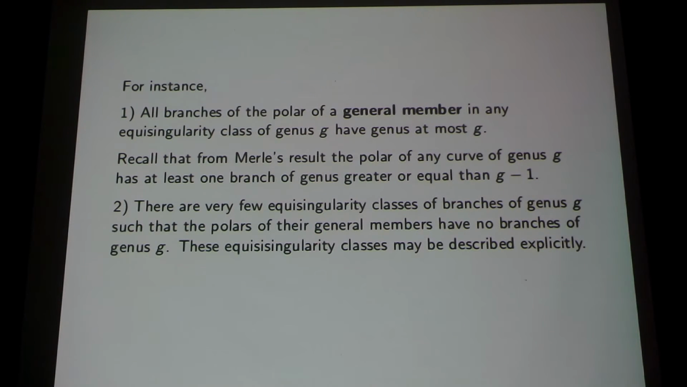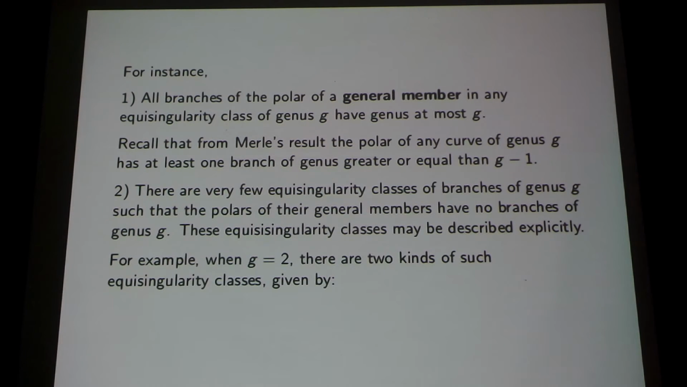There are very few equisingularity classes of branches of genus G such that the polars of their general members have no branches of genus G. You see that any branch of the polar has genus at most G. But for most equisingularity classes, the general curves have branches with genus G. So the ones that do not have a branch of genus G are very few and may be described explicitly.